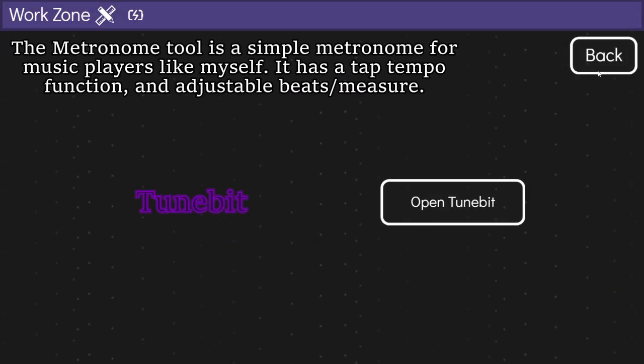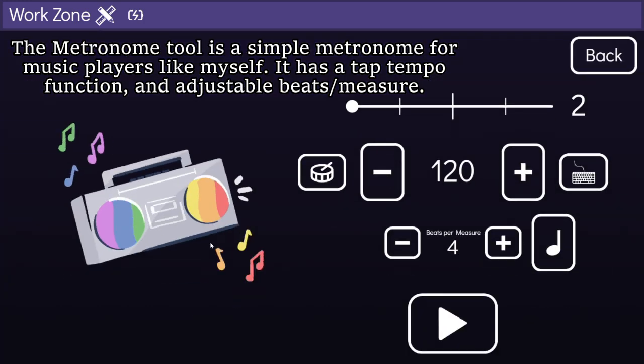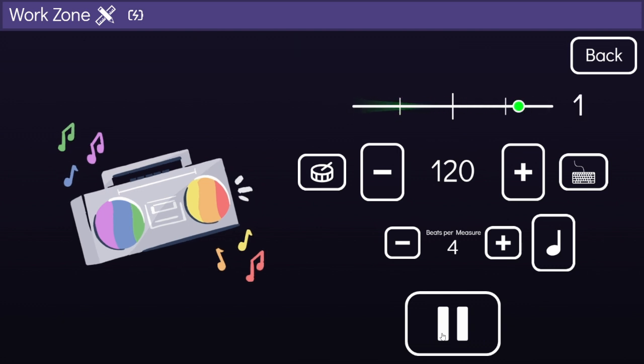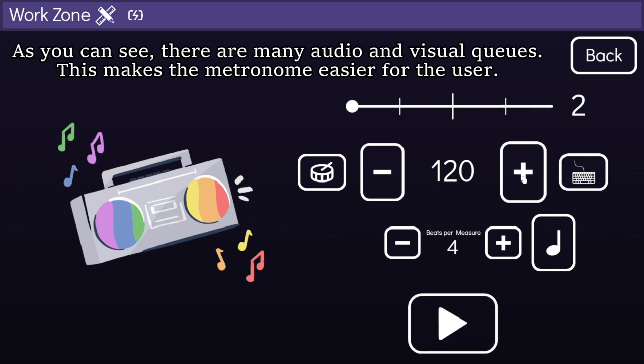The metronome tool is a simple metronome for music players like myself. It has a tap tempo function and adjustable beats or measure. As you can see, there are many audio and visual cues. This makes the metronome easier for the user.